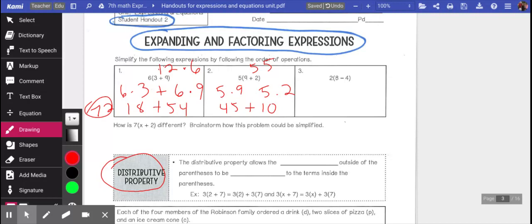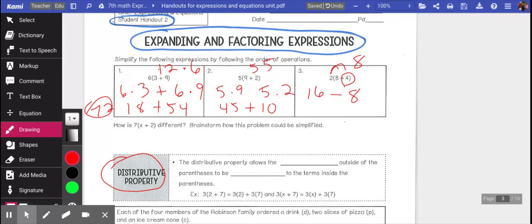Okay, now let's do this one. 8 minus 4 is 4. 4 times 2, we know the answer should be 8. So I'm not going to write 2 times 8 out anymore. I'm just going to do 2 times 8 is, and I'm going to write 16. And then I'm going to do 2 times the next number, and that number is negative 4. So 2 times negative 4 is negative 8, which becomes 16 minus 8. And then that answer is 8.